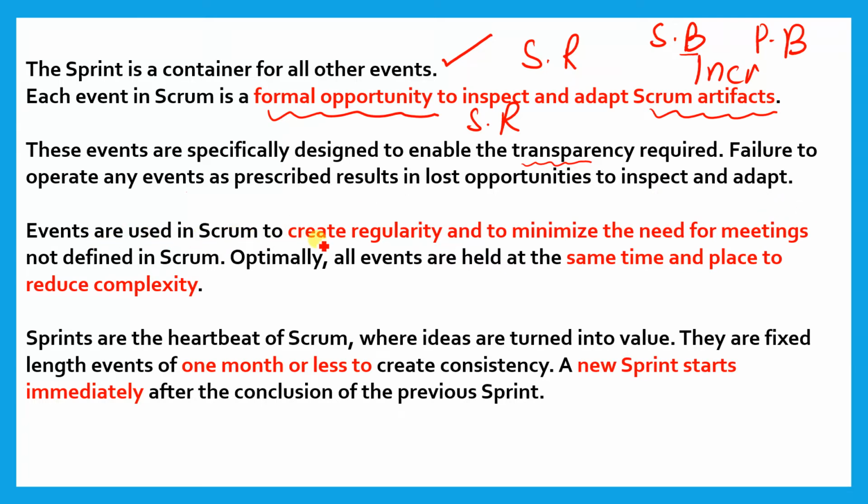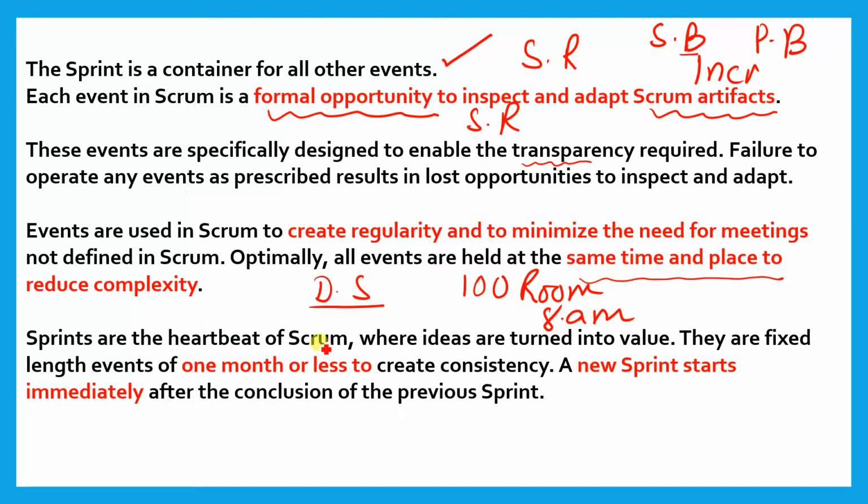Events are used in Scrum to create regularity and to minimize the need for meetings not defined in Scrum. Optimally, all events are held at the same time and place to reduce complexity. Right? Take the example of the daily Scrum. Where we conduct the daily Scrum depends on the developers, where they think that place is suitable. Suppose we conduct the daily Scrum daily in room number 100 at 8 o'clock, so each day all the developers should come to room number 100 at 8 a.m. This will reduce the complexity and save time.